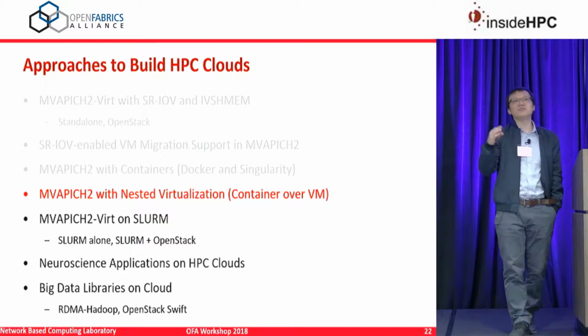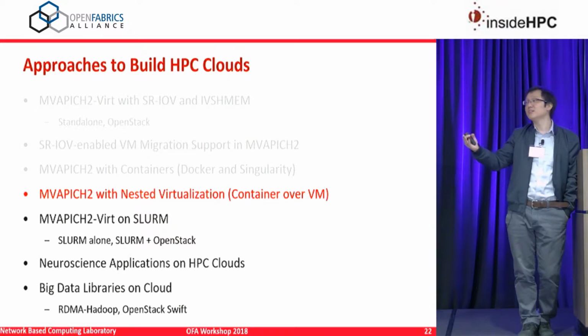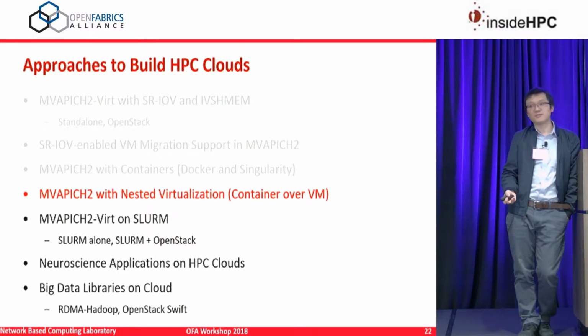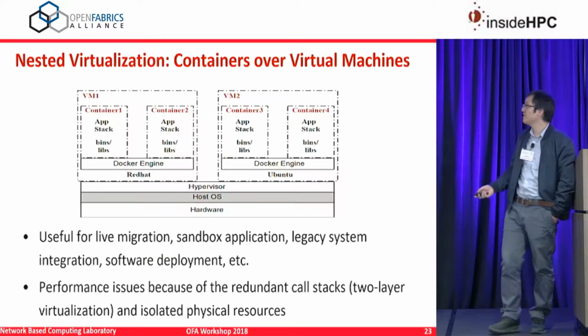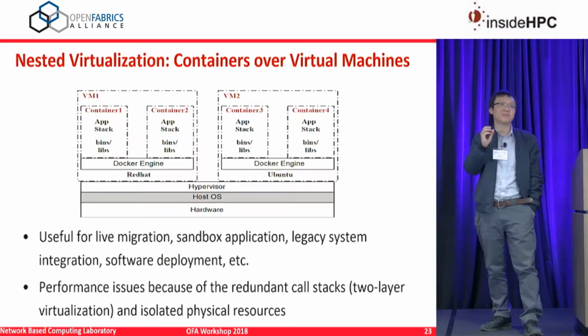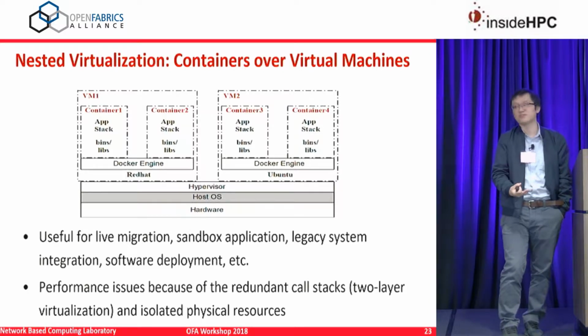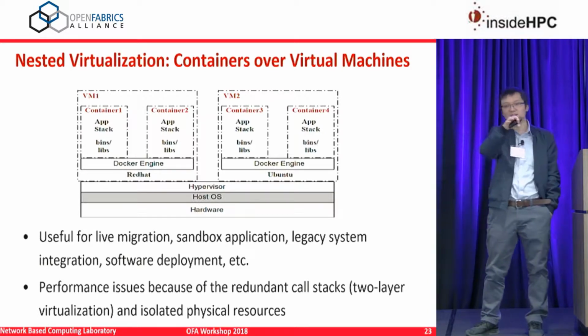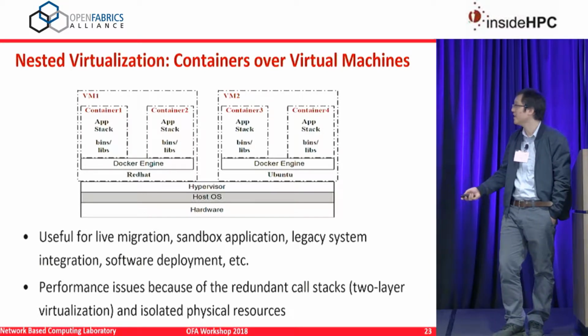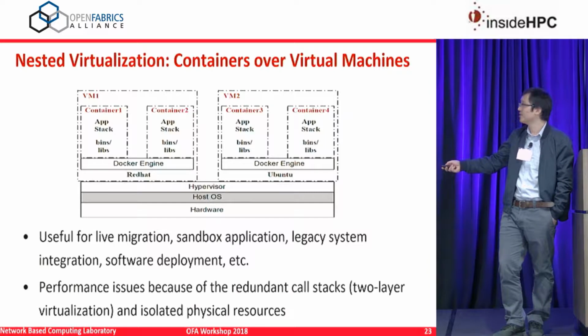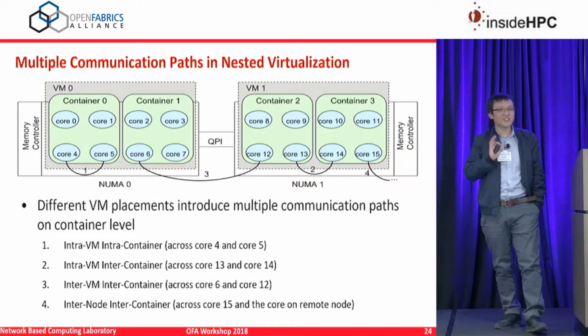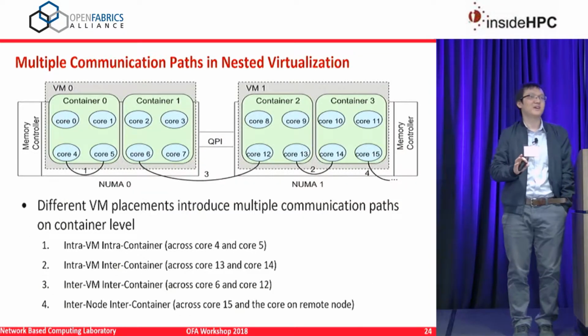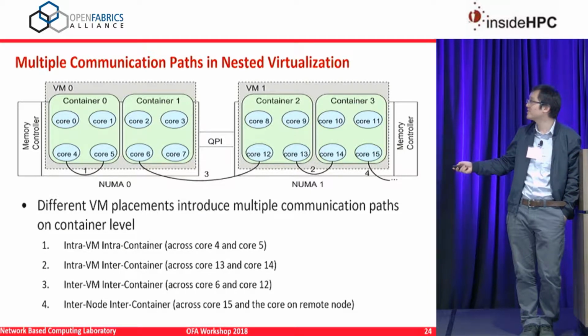But sometimes when you run your application in the cloud, the provider gives you virtual machines, right? So in that case, it basically means you actually run your application in a Docker environment, but underneath is a virtual machine. We call this nested virtualization. You have two layers of virtualization, one is the Docker layer, one is the virtual machine layer, okay? So this is the example we show here. Now, under this environment, how many communication paths do you have? Actually, there are a lot. For example, if your rank is in this container, which may be in this socket, you may have inter-socket, inter-container communication.